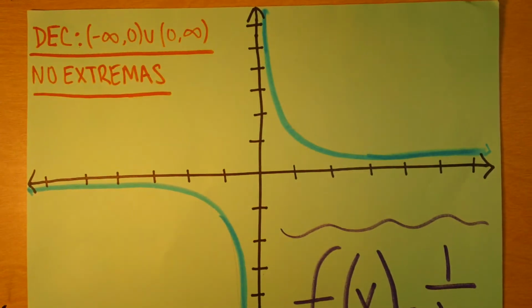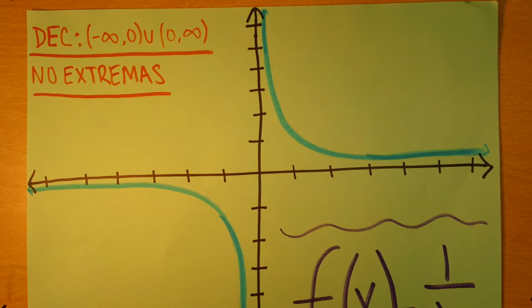So with this function, we don't have any extremas. Extremas are usually absolute maximums or minimums, where in our case, we can see from our graph that we don't have either of them. We do see a decreasing pattern in our function. Our decrease shows at negative infinity to 0 union 0 to infinity.